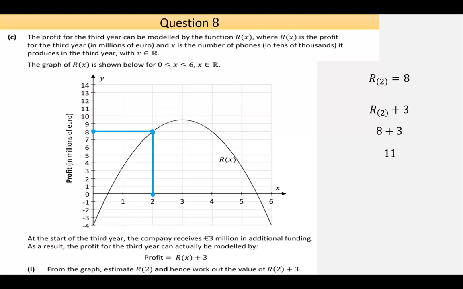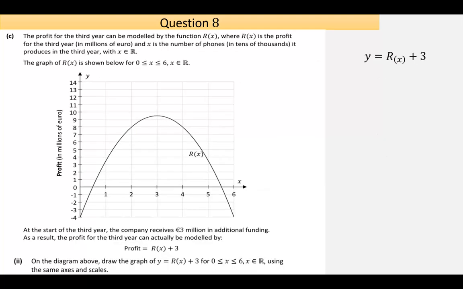And that's part one. Now, part two says on the diagram above, draw the graph of y is equal to R of x plus 3. Remember, this is R of x. So plus 3 is just add on 3 to every value. So minus 4 plus 3 is minus 1. Whatever this is, 3.5 plus 3 is 6.5. 8 plus 3 is 11. And I just keep going around.